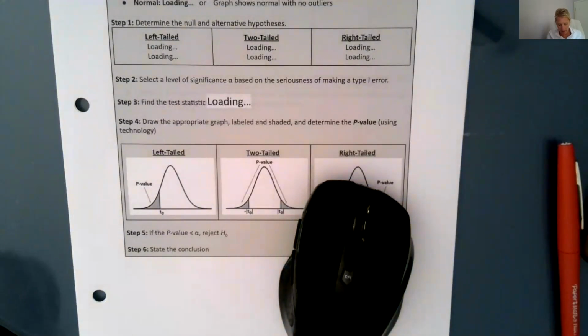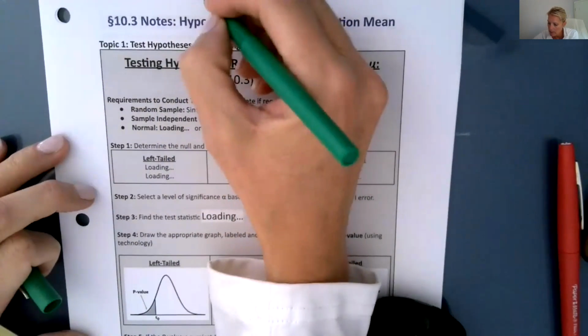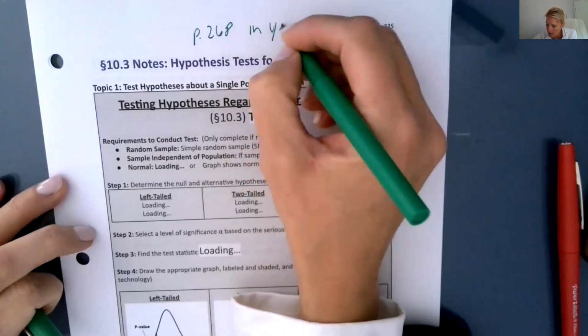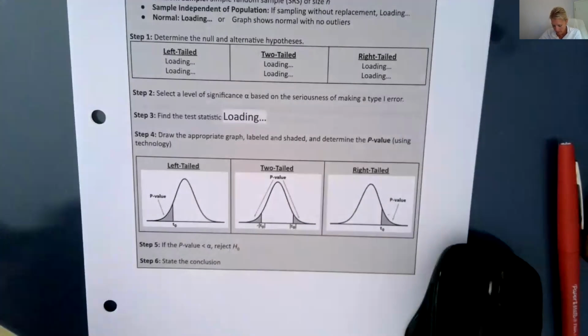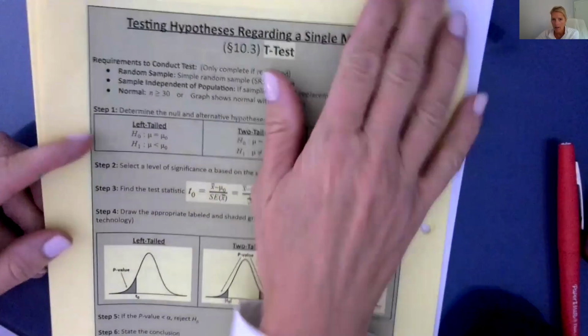So I'm going to suggest to get out your yellow sheets and let's just write down which one matches from our yellow sheets. And that would be your yellow sheet, page 268. So let's just put that here on our white sheet, page 268 in yellow packet. So let's go to the yellow packet here. And it's the t-test that we're going to be looking for in our calculator.